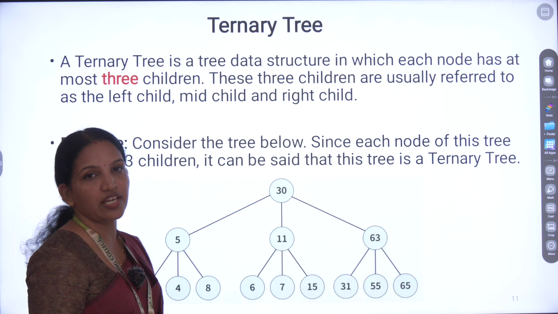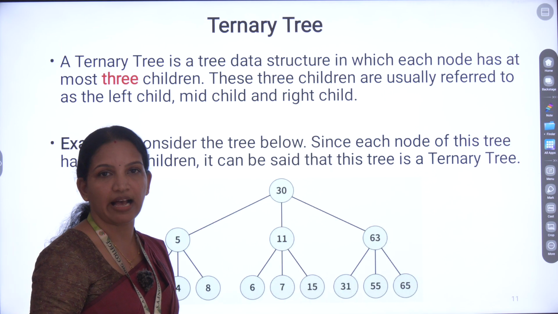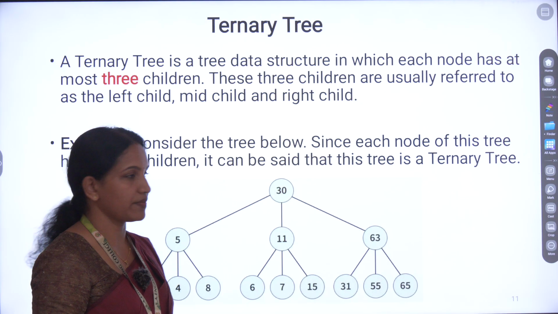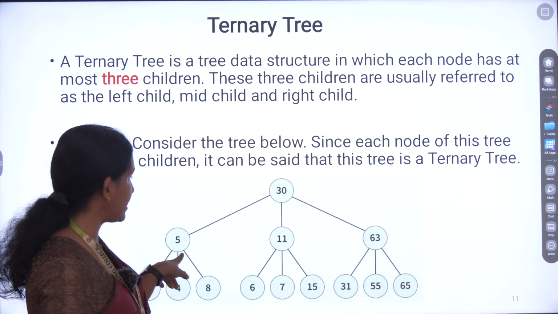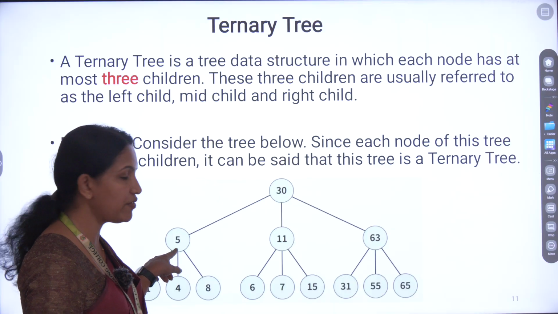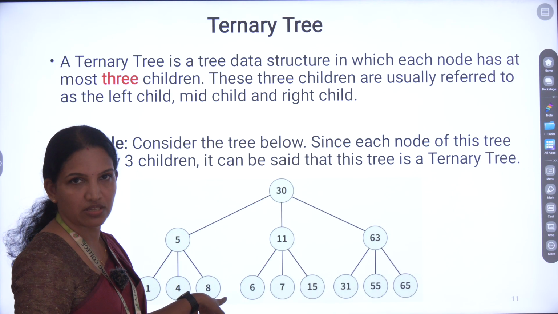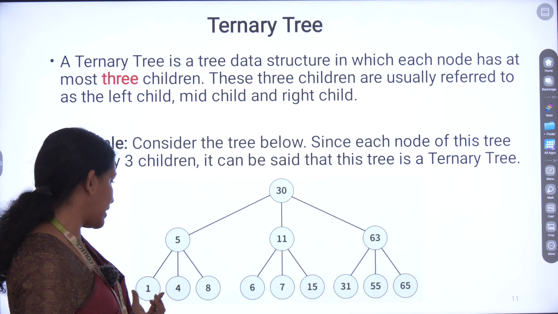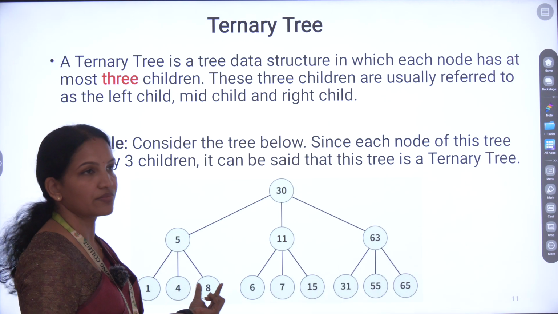Next is the ternary tree, where every node will have at most 3 children. If you see this tree, node 5 has 3 child nodes. They are known as the left child, mid child and right child.